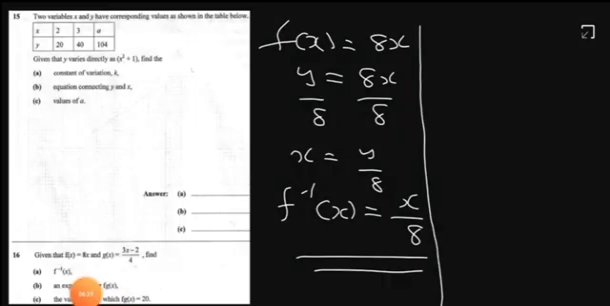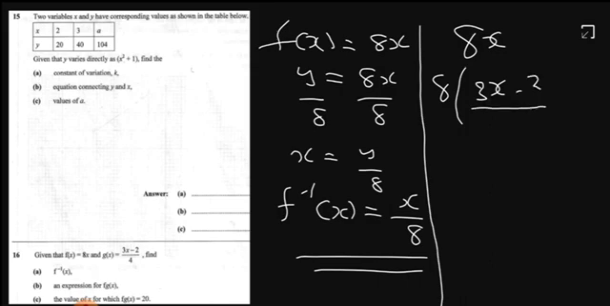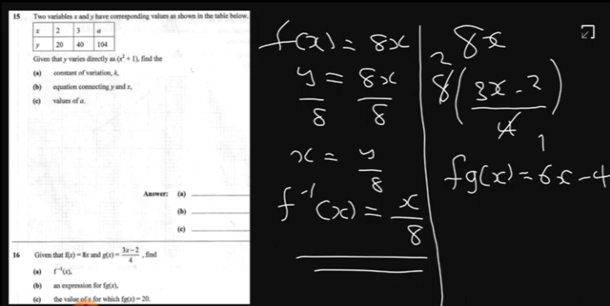So that leads us to this expression. f of x is 8x. Now where there's x here, we're going to put the function of g. So this is 8 in brackets (3x minus 2) over 4. Now 4 into 8 is 2, so 2 times everything there. So f of g of x is 2 times (3x minus 2), that is 6x minus 4.